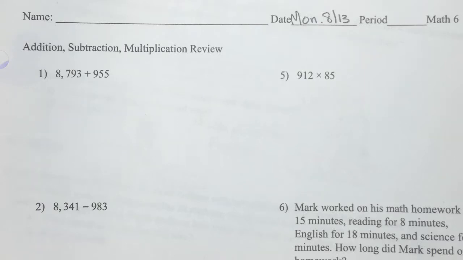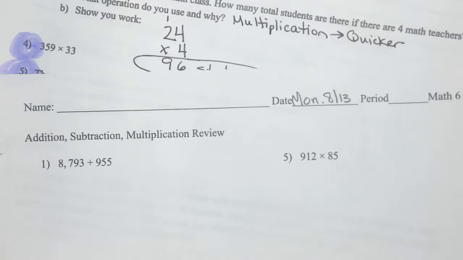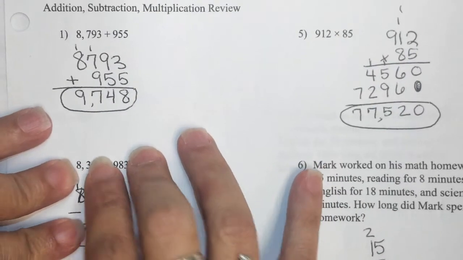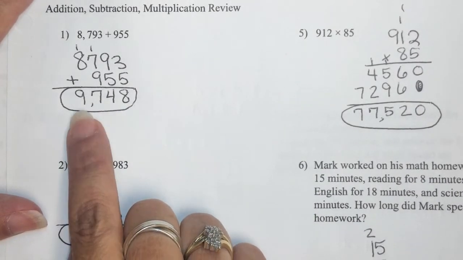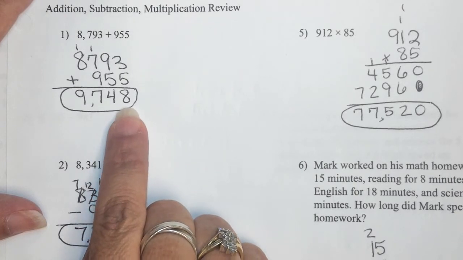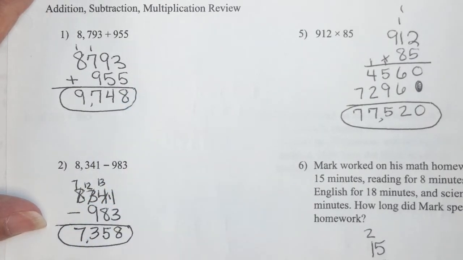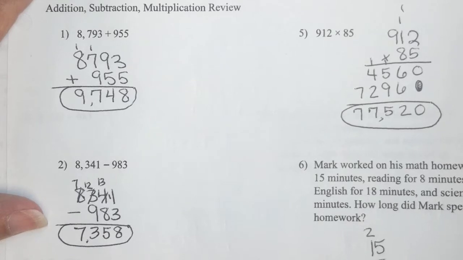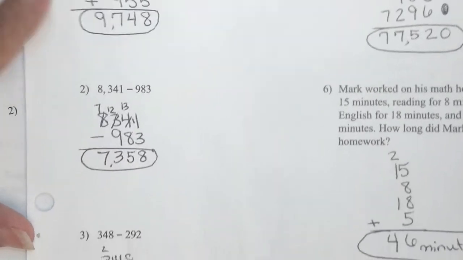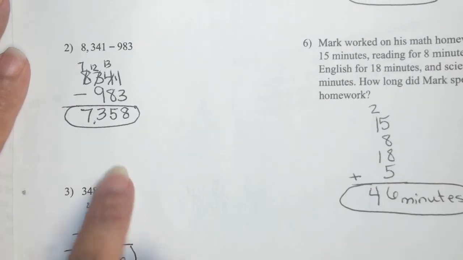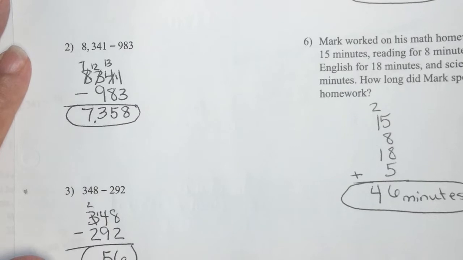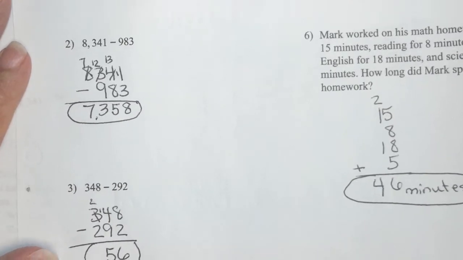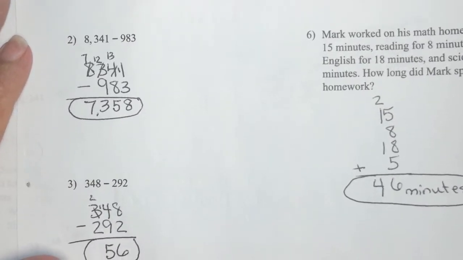Let's look at these answers. Let's see, right here. So, number 1. Hopefully you got 9,748. Monday night's homework. Okay? Addition's usually been fine unless you copied it wrong or just didn't line it up right. Number 2. 7,358. Now this one, I've had a few kids miss it just because of borrowing. Listen, always check subtraction.